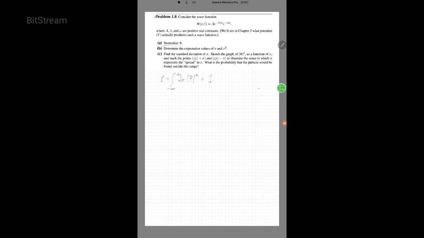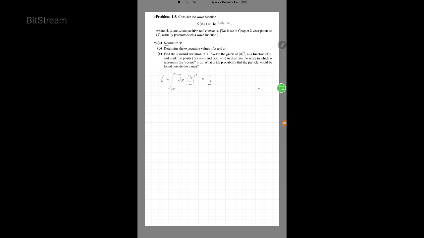We need to have a 100% chance of finding our particle somewhere. It has to be somewhere. It's a real physical particle. So we are going to normalize it so that it has a 100% chance of being found and we don't get any weird numbers.